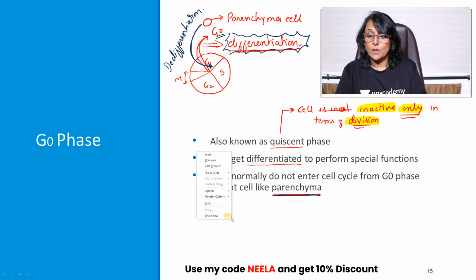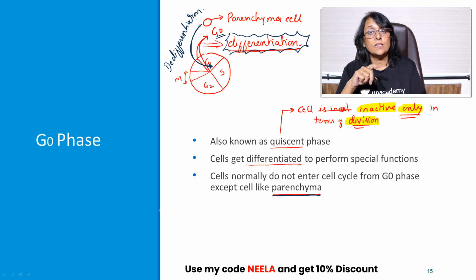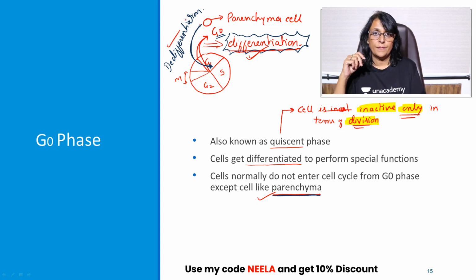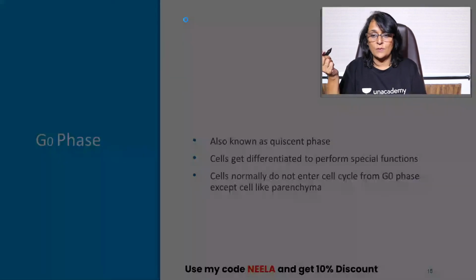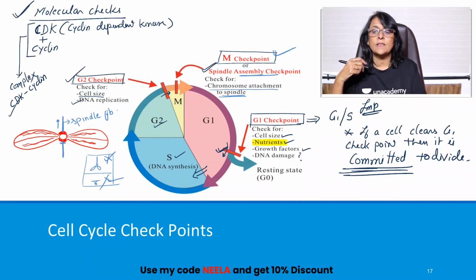This cell which we are talking about is very active. It is a differentiated cell. It is a specialized cell performing a very specific function. But it is not going to divide. But some cells can, like parenchyma. So when differentiated cells come back into the cycle, we use a term dedifferentiation. This is again something which we will be discussing in coming chapters. Duration can vary depending upon the type of the cell that we are talking of.